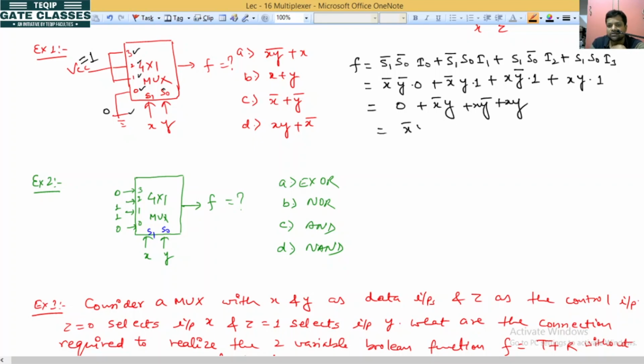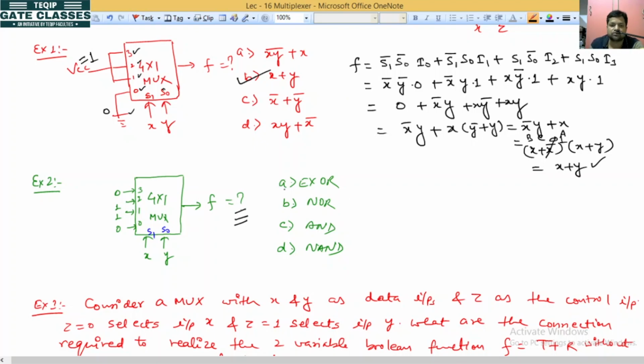So x bar y plus, here we have to take x common. So we will get y bar plus y. It will be x bar y plus x. Now it is of the form a plus bc. Apply that Boolean algebra formula: a plus bc is equal to a plus b into a plus c. So x plus x bar into x plus y. So this will be 1, and we have only x plus y. So which option is correct? B option, okay.